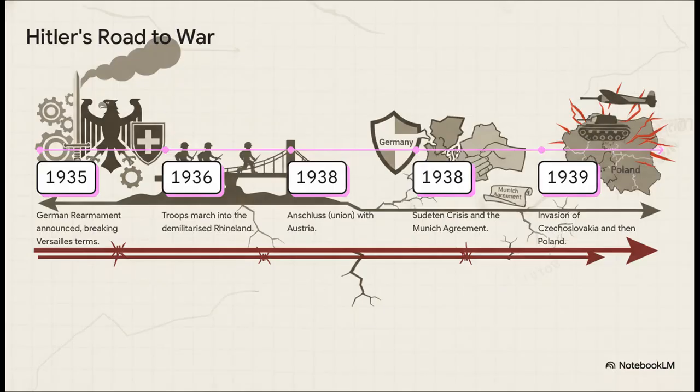And as soon as he had power, Hitler started taking these huge calculated risks, just tearing up the Treaty of Versailles piece by piece. You can see it on the timeline. He starts rearming, he marches troops back into the Rhineland, he unites with Austria. Each one was a massive gamble. And every single time, the Allied powers just watched and did absolutely nothing.